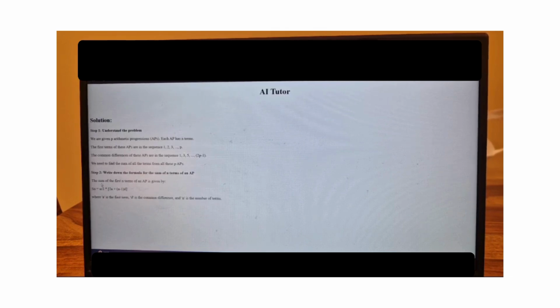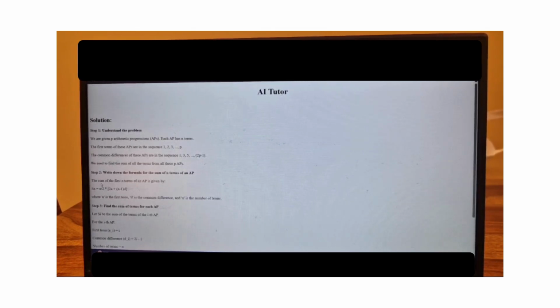Step 2. Write down the formula for the sum of n terms of an AP. The sum of the first n terms of an AP is given by Sn equals n by 2 times [2a plus (n minus 1)d], where a is the first term, d is the common difference, and n is the number of terms.